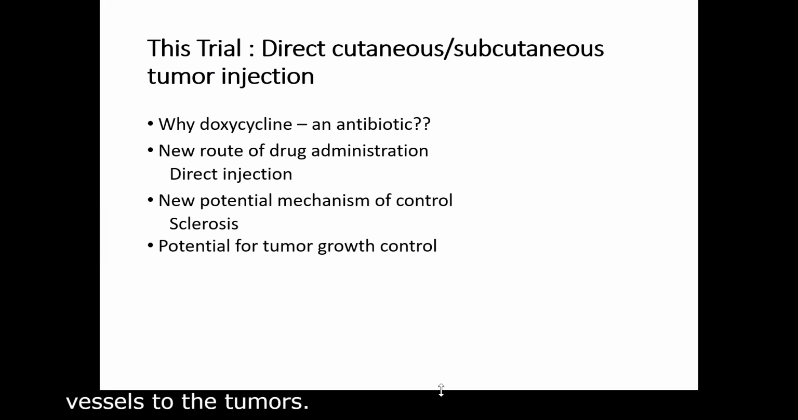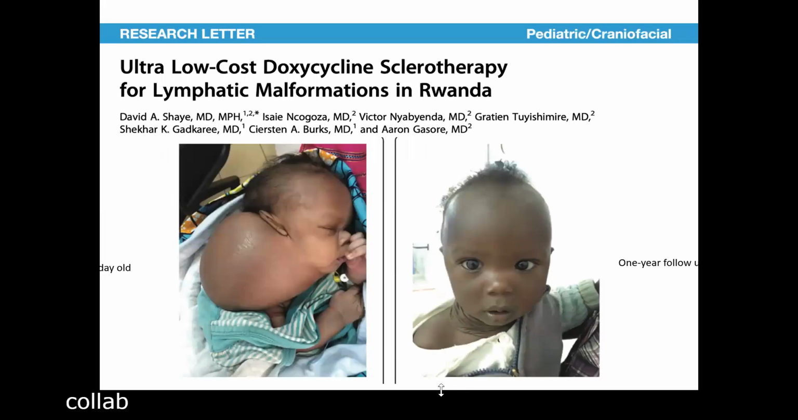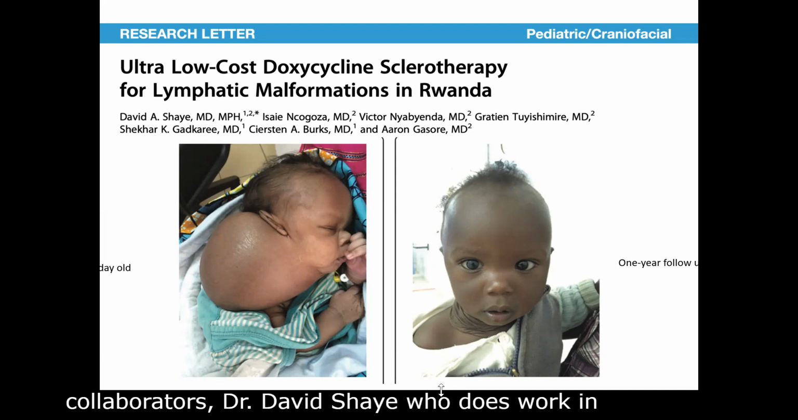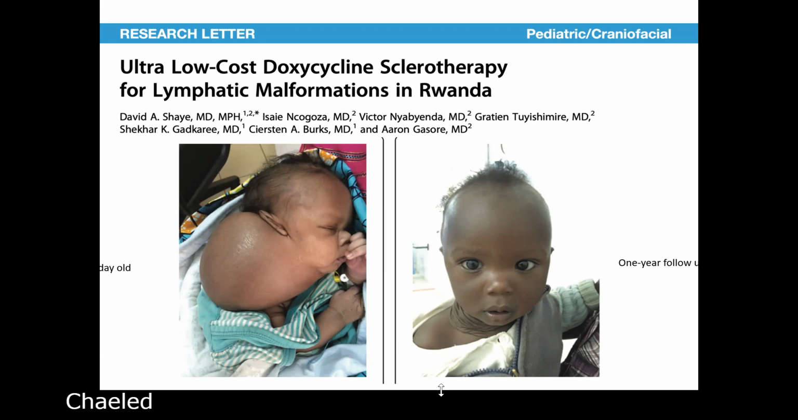The idea for this originated with one of our collaborators, Dr. David Shea, who does a lot of work in Africa. And this is a child that was born with a cystic hygroma, which is a tumor that has a lot of lymphatic vessels in it, and it can cause compression of the airway. And they have very limited resources in Rwanda where this occurred.